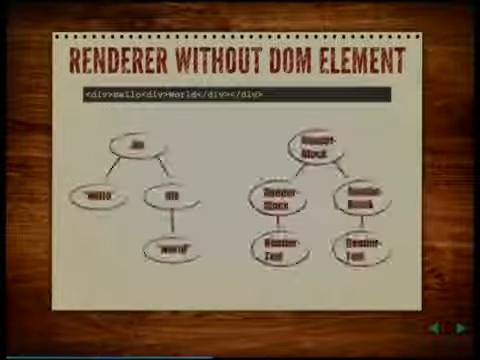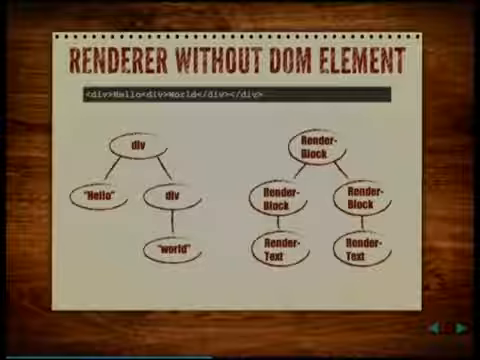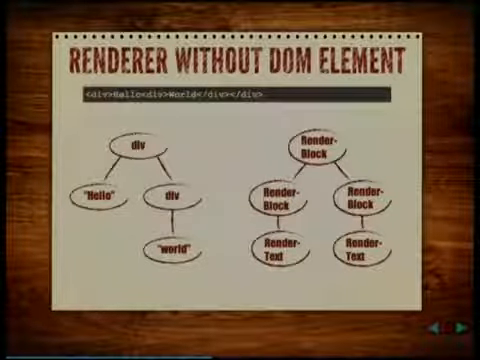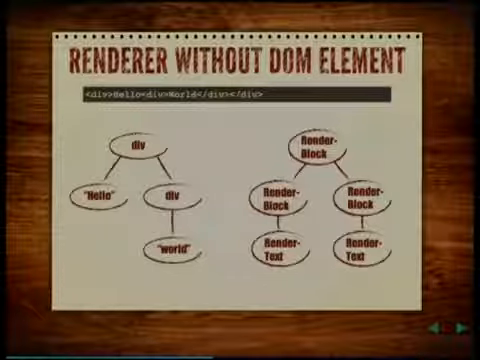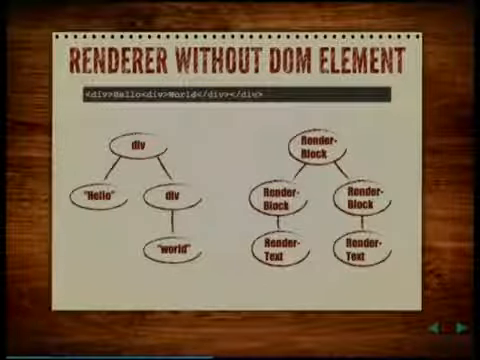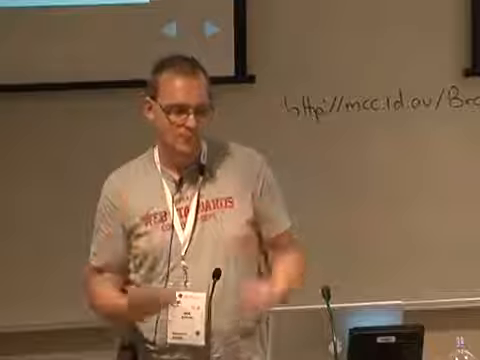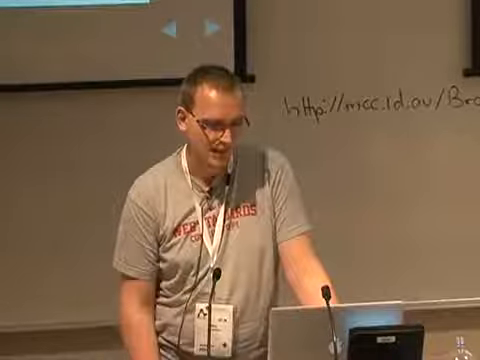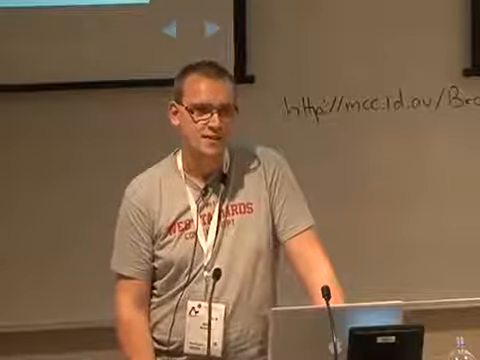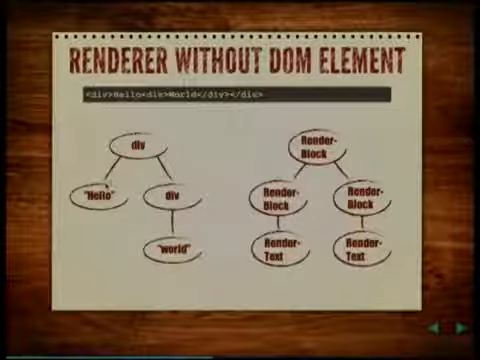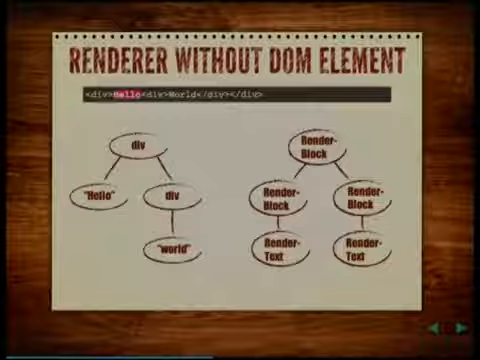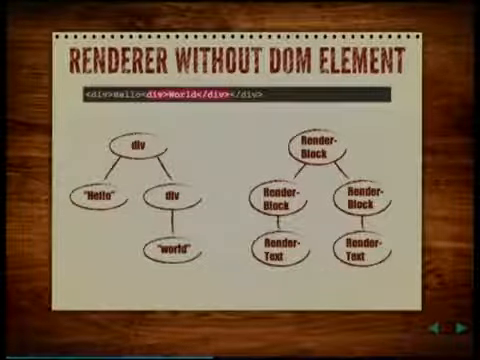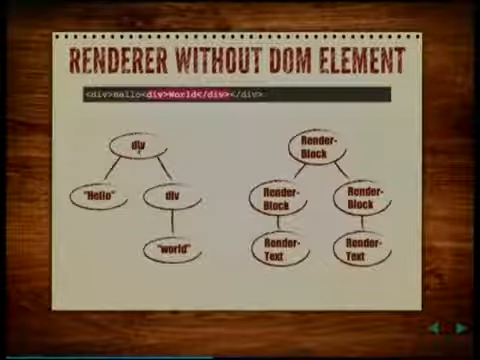But there's also the other way around. Not every renderer needs a DOM element. So this is not a one-to-one relation. A render object does not mean that there is a DOM element on the other side. This is one example. You have a div box here. This div box has an inline text, "hello", here, and another div box with inline text "world". For the div box, we create a render object, a render block exactly.